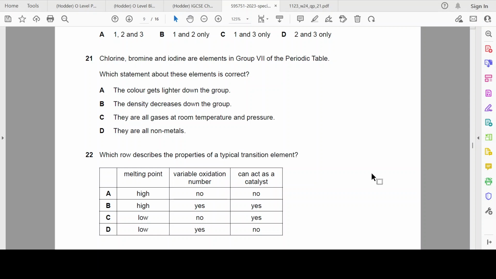21. Chlorine, bromine, and iodine are elements in group 7 of the periodic table. Which statement about these elements is correct? They're all non-metals. They are all gases at room temperature and pressure? That's not true. The density decreases? No, it's increasing down the group. The color gets lighter? No, the color is getting darker down the group. So they're all non-metals. That's easy. Let's do another.